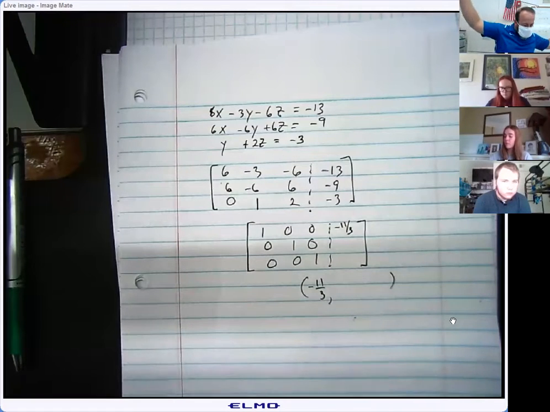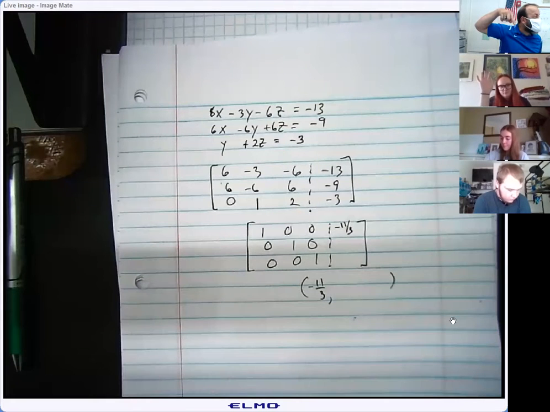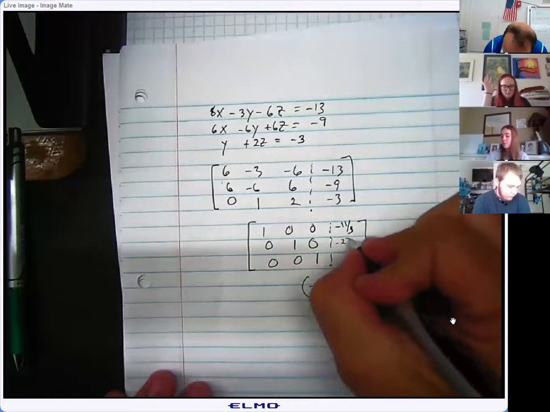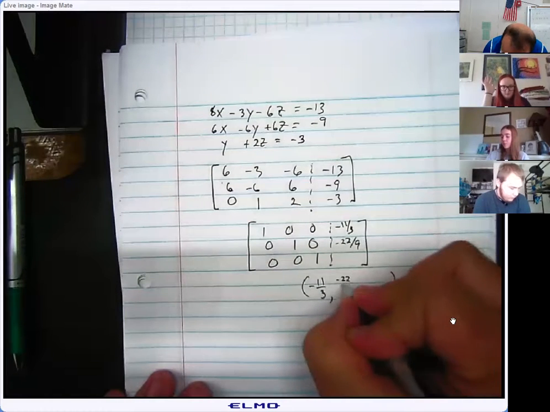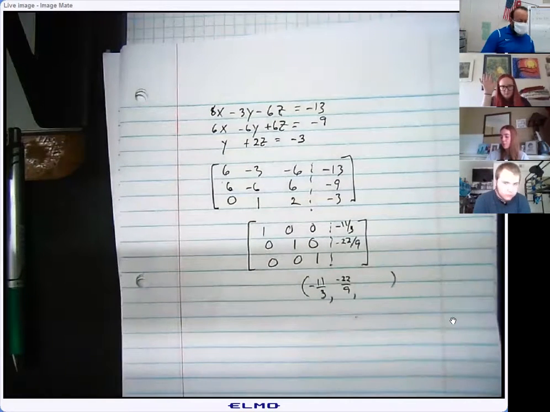Anybody different get me the Y value? I didn't get negative 11 sixths. I have a negative 11 thirds for the X. I got negative 22 ninths, good. And last but not least, Z.